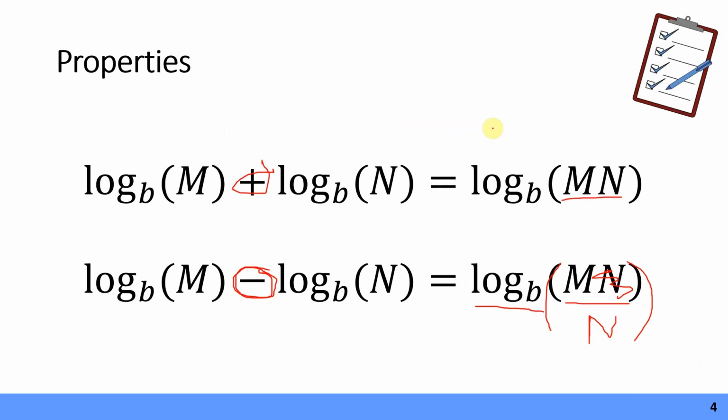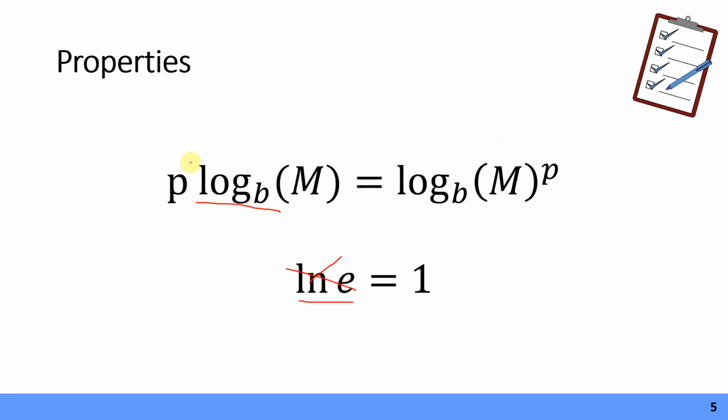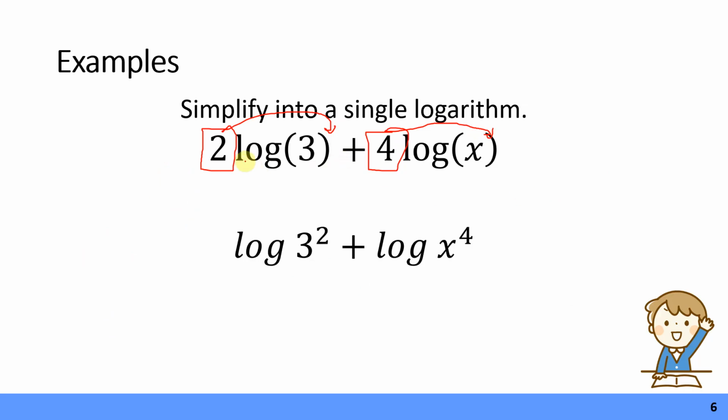Let me go back. Remember this property? Whenever you have something in the front, it goes to the back, but as an exponent. So that's what we're going to do. So I'm going to have log 3 to the second power because the 2 goes to the back. And then on this one, I'm going to have log x to the fourth power.